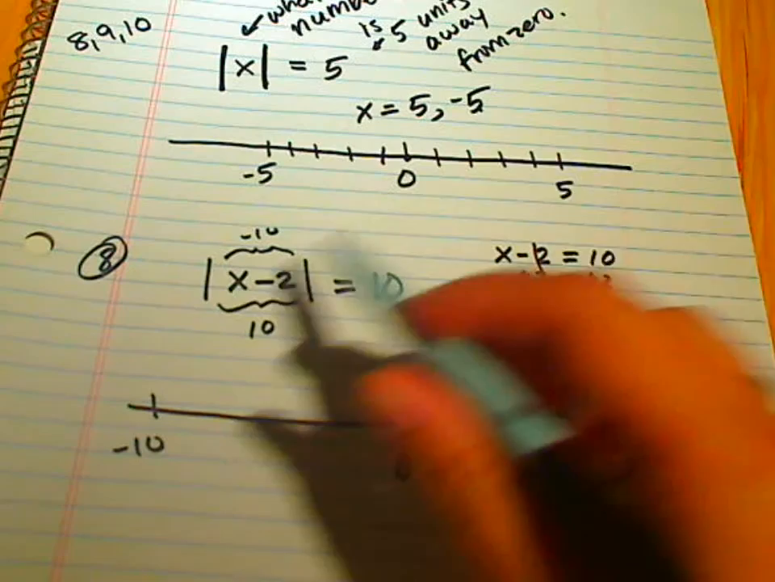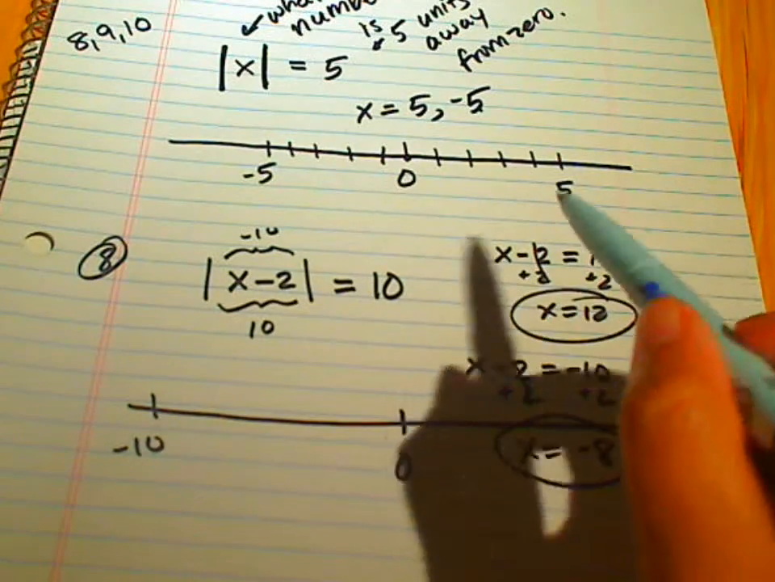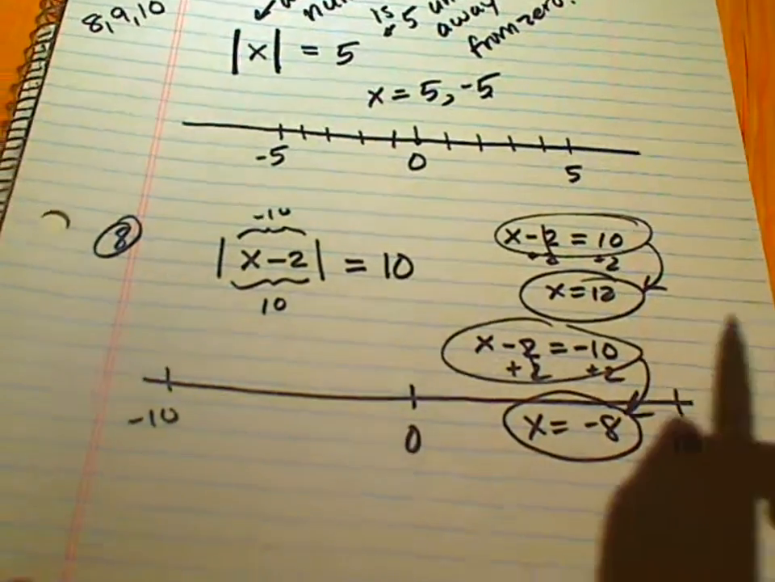So 8 and 9 are very straightforward. You just set up, one goes to the positive number, one goes to the negative number. So you set up 2 problems and get 2 answers.